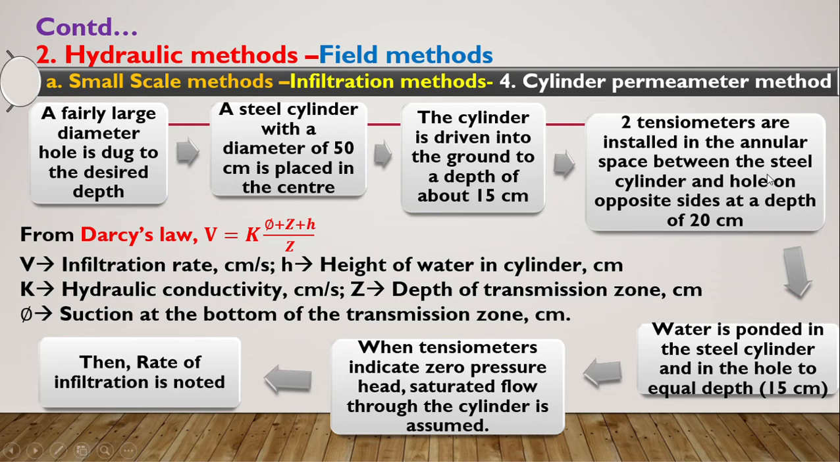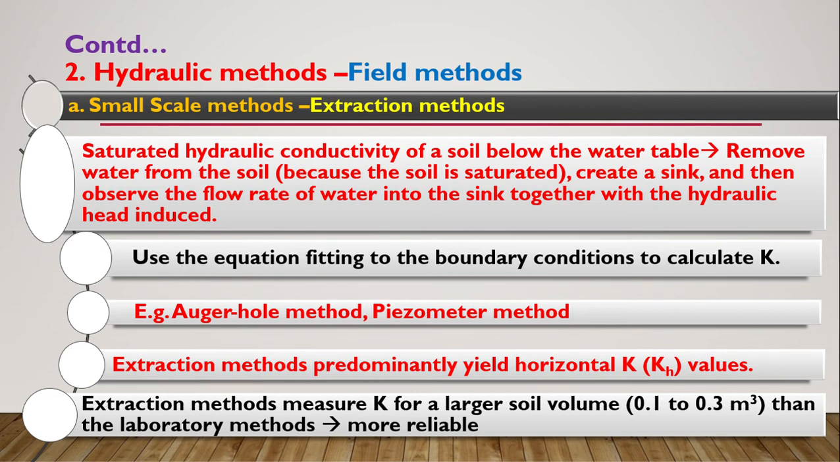So this is the procedure for the cylinder permeameter method. With this, we have finished the infiltration methods. Now we will move on to the extraction methods. How can we measure the hydraulic conductivity by means of extraction?